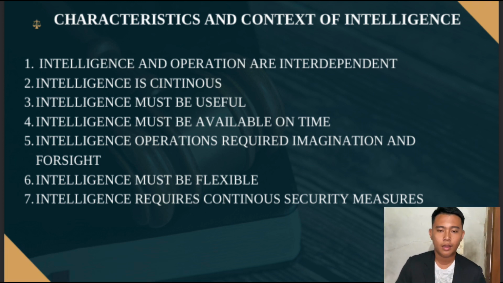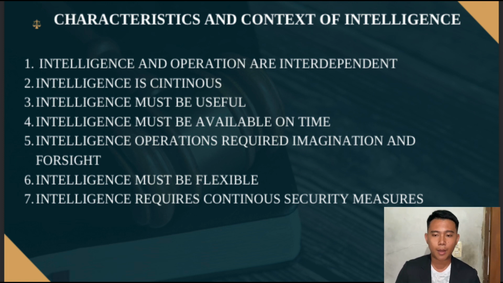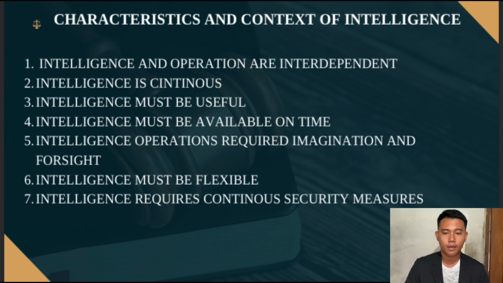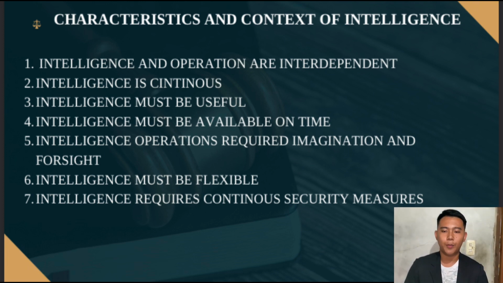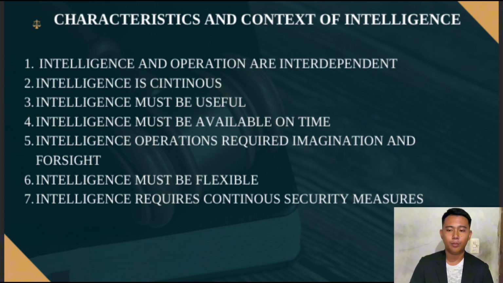Intelligence is continuous. This implies that intelligence must not be disrupted and must be continuous, following a simple cycle from the time information is collected in response to the need, to the time it is processed and disseminated to the appropriate person. Intelligence must be useful. This means that intelligence must meet the commander's need and should be relevant to the current operation. Intelligence operations require imagination and foresight. Intelligence must be forecasted based on prudence, with the intuition of what information is possible to be collected from a particular source.